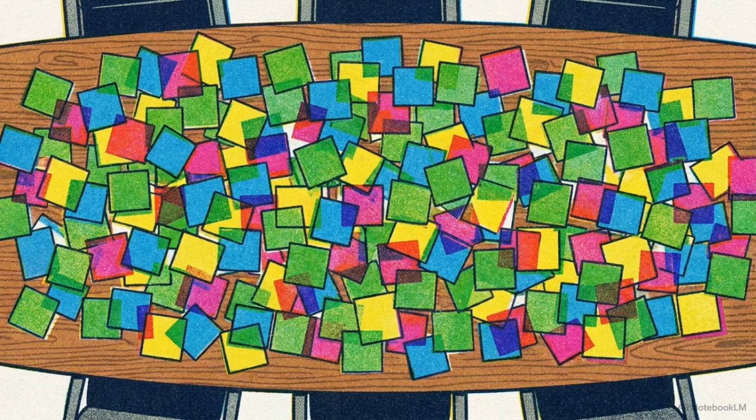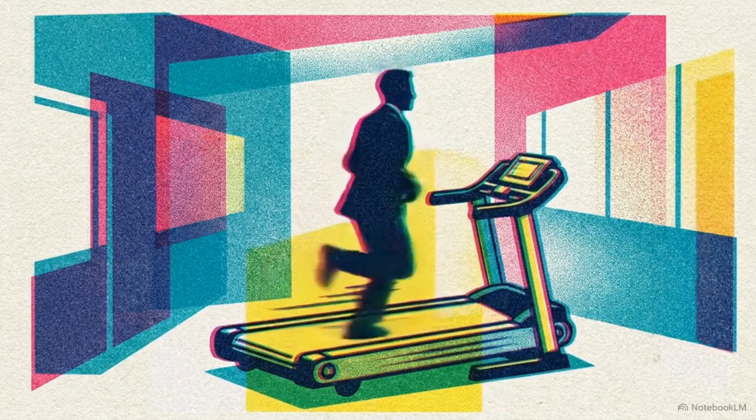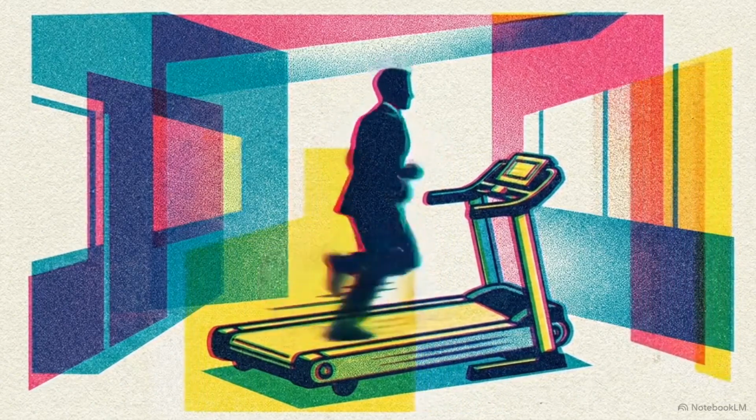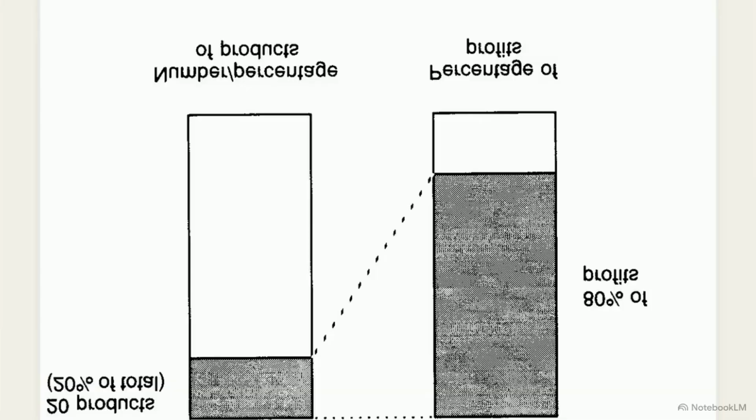Yet most modern business strategies ignore this completely. Companies continually try to do too many things for too many people, wasting massive amounts of energy on low-yield efforts. This bar chart exposes the hidden reality of corporate profit. Look at the horizontal bar for products.